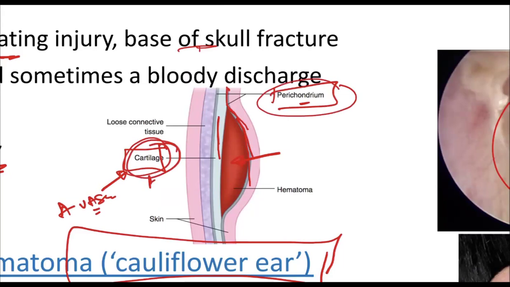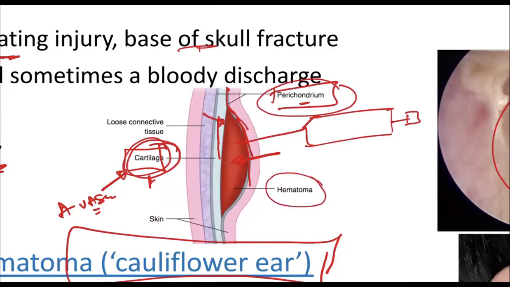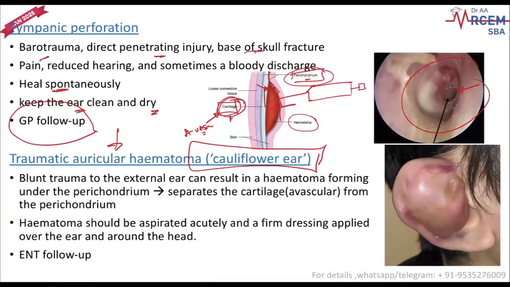So it is important in the emergency department that you aspirate using a syringe. You will be aspirating the hematoma that is present. After aspiration, you will make sure you do a tight dressing. If you do not do a tight dressing, the bleeding might continue and the hematoma might develop within hours. For that reason, a tight dressing needs to be done so that there is no space for the hematoma to develop. This is the importance of this condition, what you need to be aware of, and you'll ask them to follow up with the ENT.